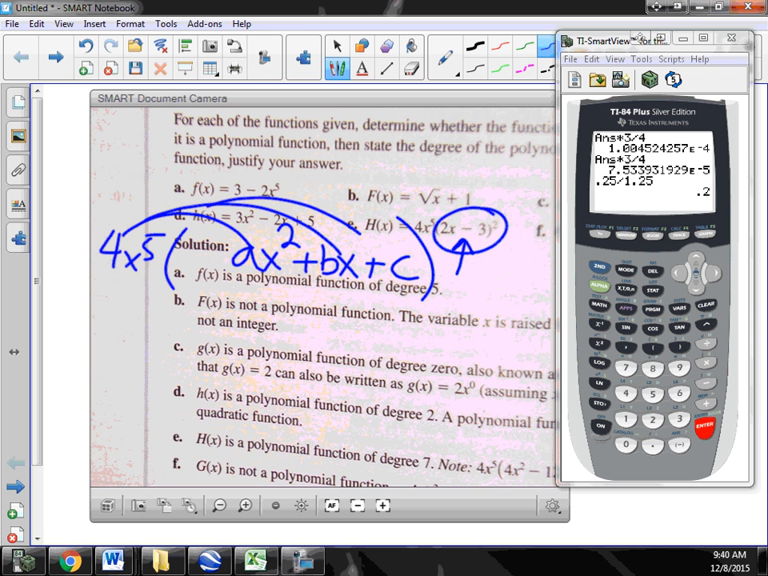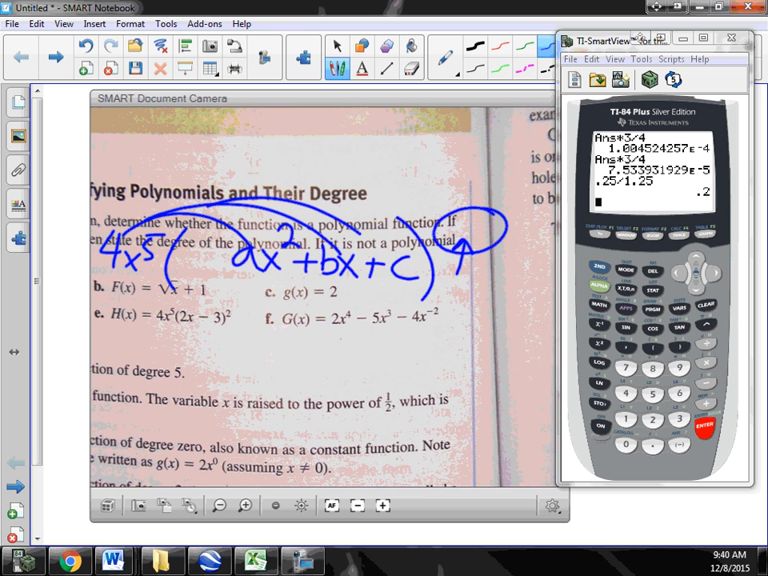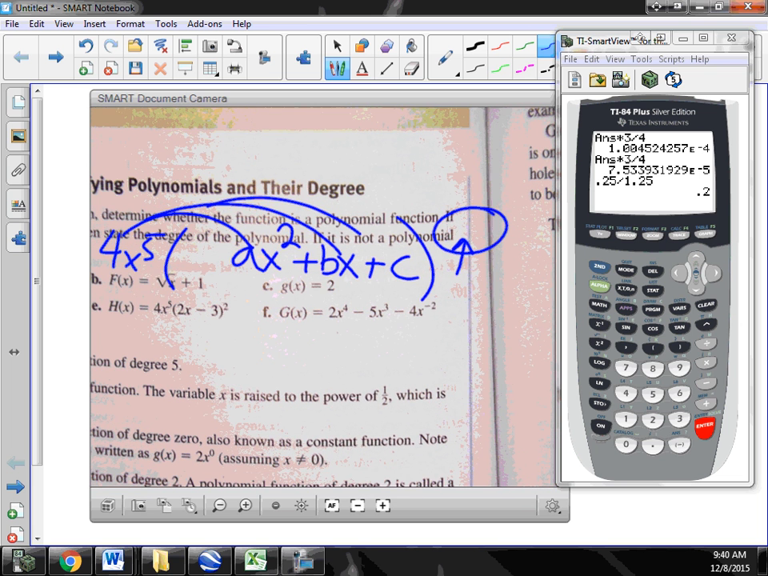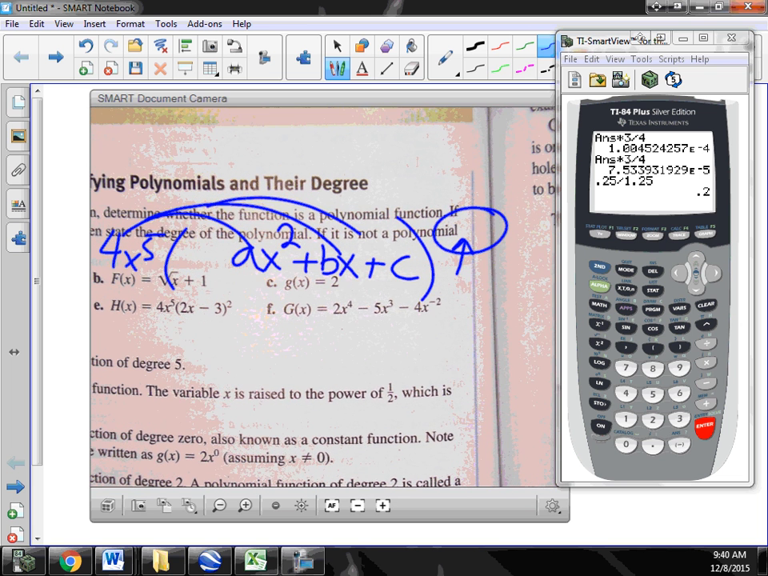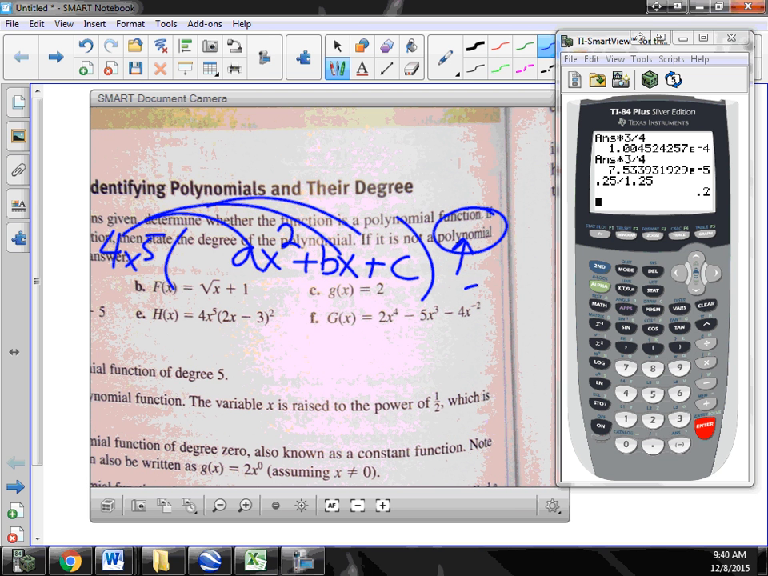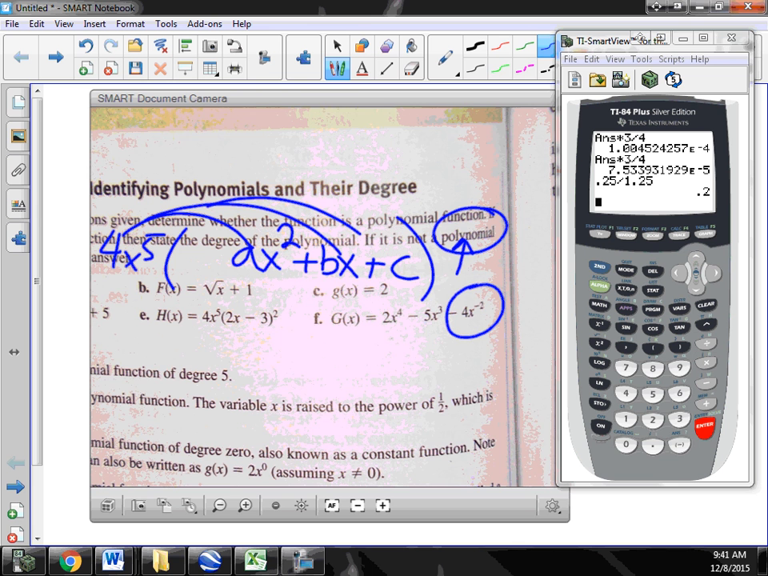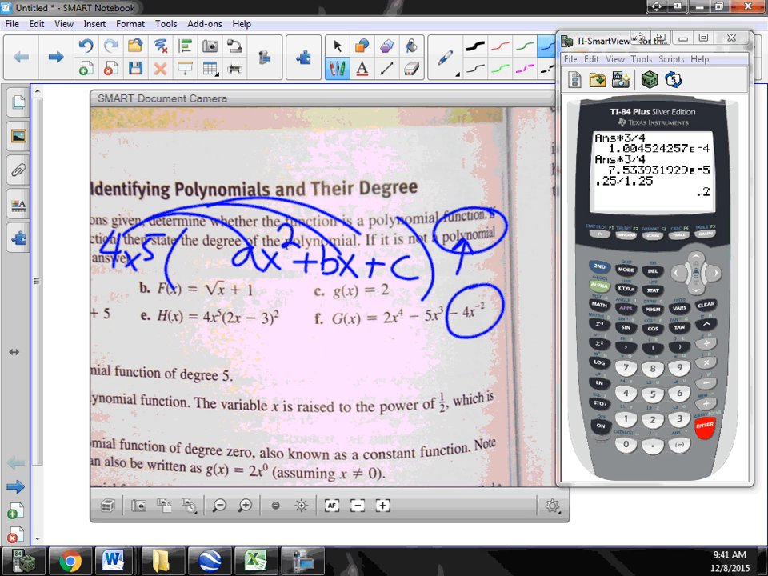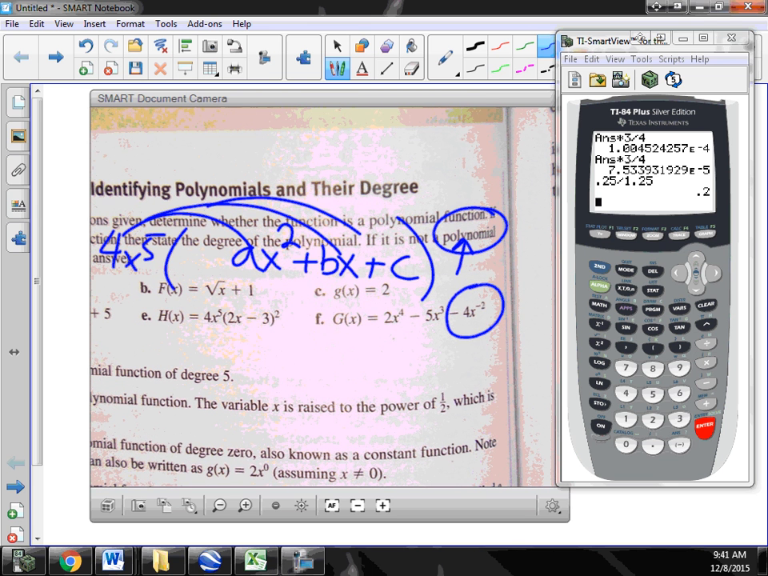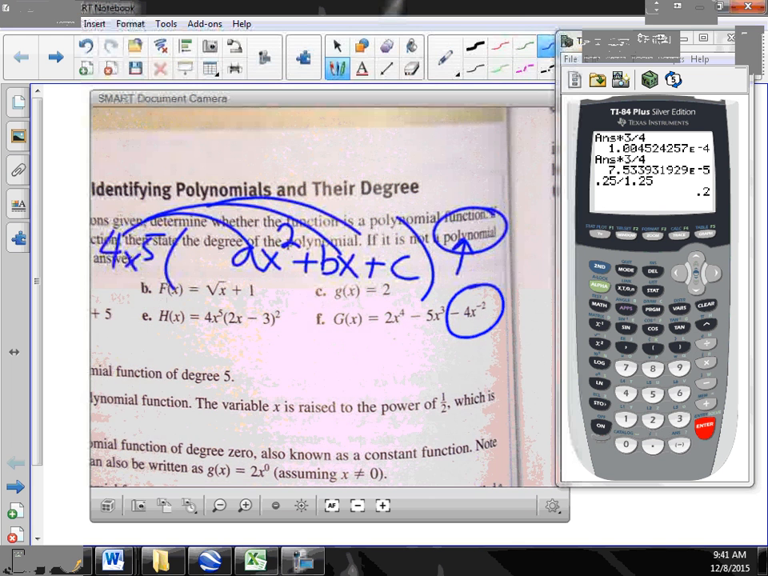Okay, F. Is that a polynomial? That x to the -2 is not a polynomial. Also, if you had some trig functions in there, that would ruin it. Absolute value. Anything other than just regular x's raised to powers would not be a polynomial.